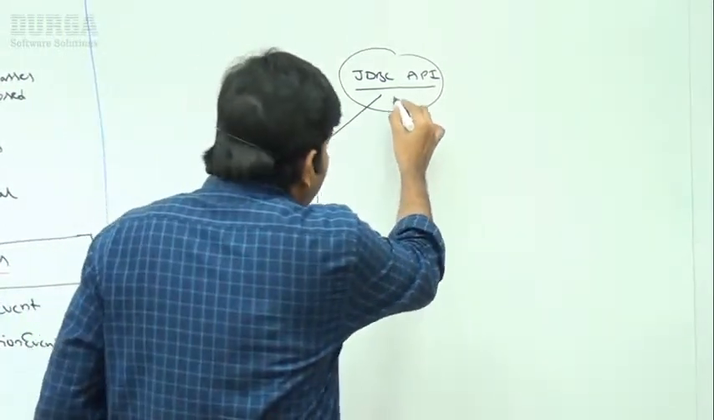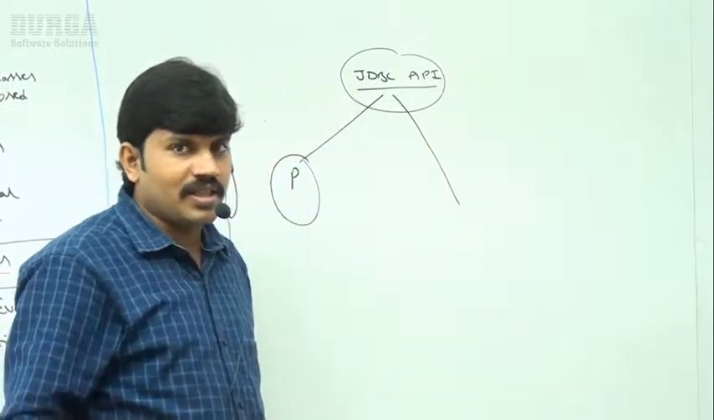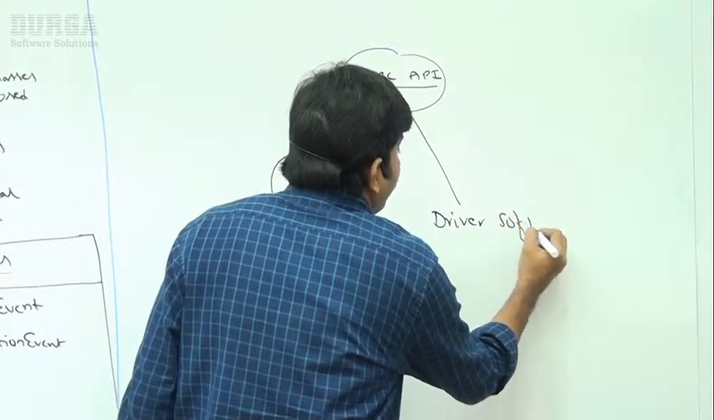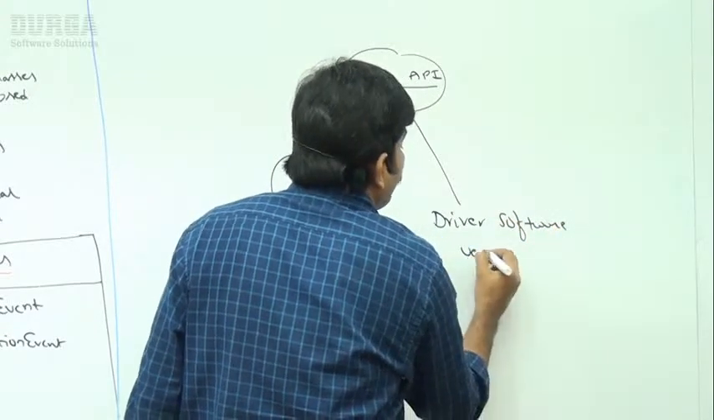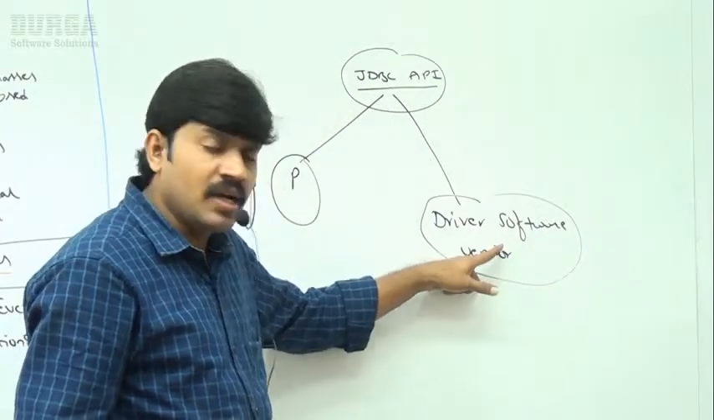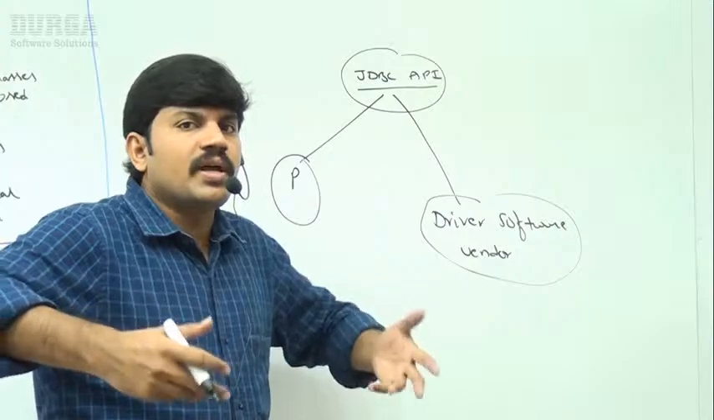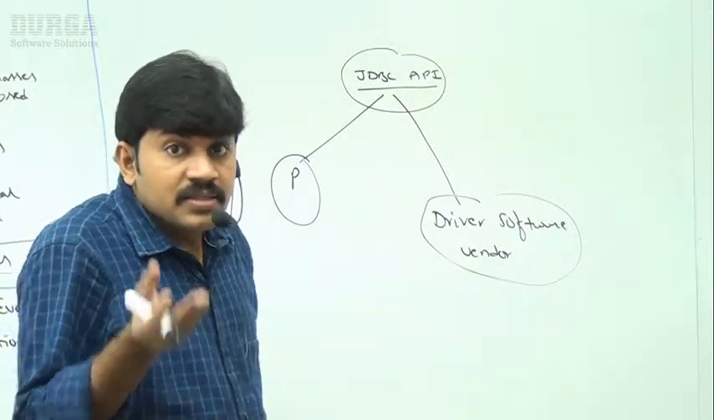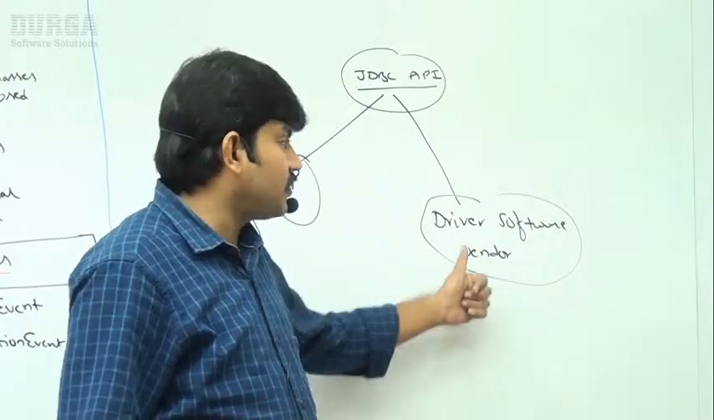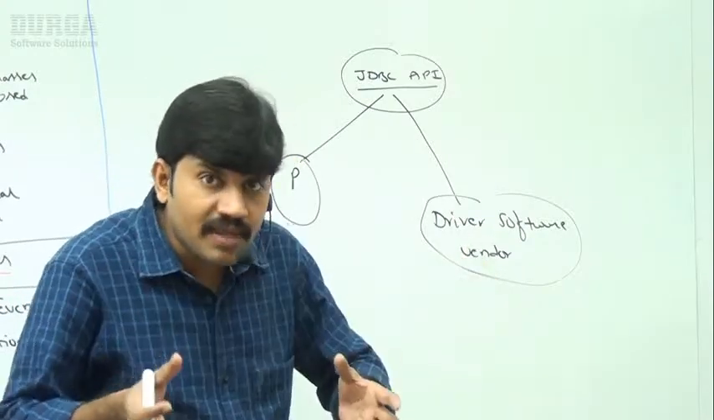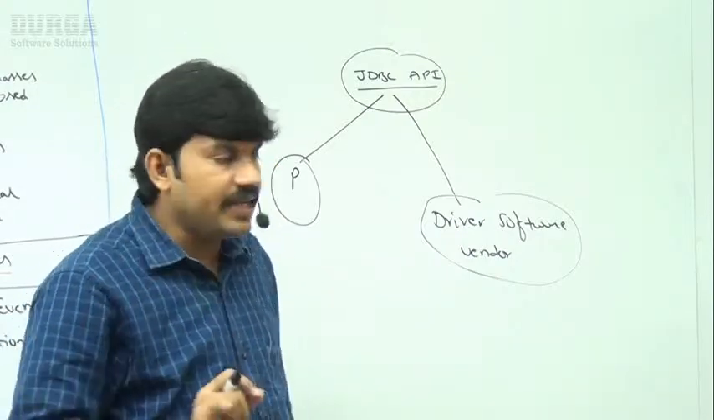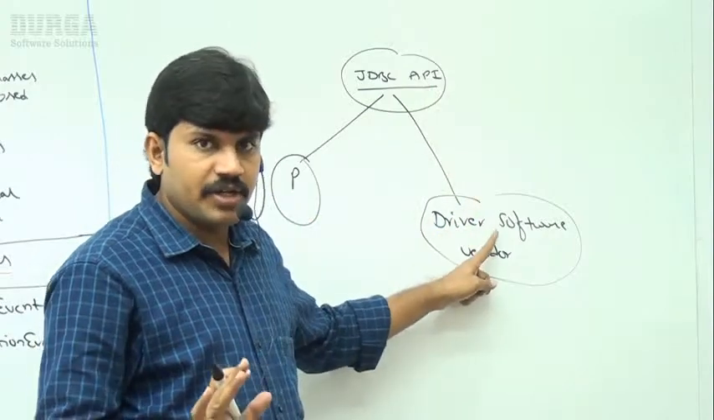Next, there is another person. Who is that other person? The driver software vendor. Sir, this person is responsible for developing driver software. How does this vendor develop driver software? Most of the time it is the database vendor only. They develop driver software by implementing the interfaces present inside the JDBC API.